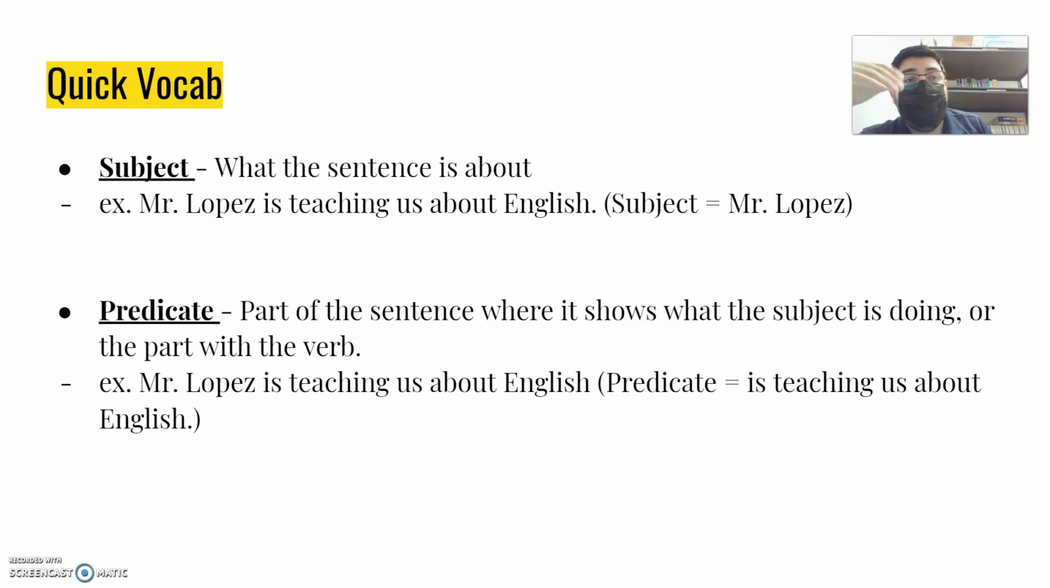So the subject has to do something. If you just say Mr. Lopez, that's not a sentence. It's just you calling my name, right? It has to have something following it. The subject has to be doing something. A sentence has to have a purpose. If you're talking about what the subject's doing, it could be anything. Like, I'm going to the movies. I is the subject. I'm going to the movies is the predicate. Going is the verb.